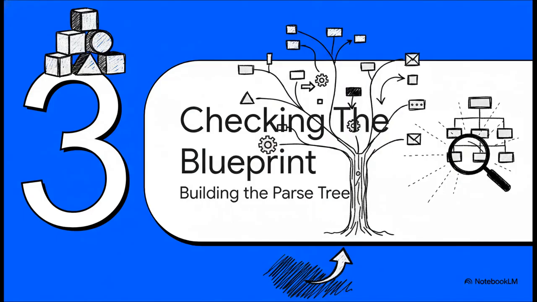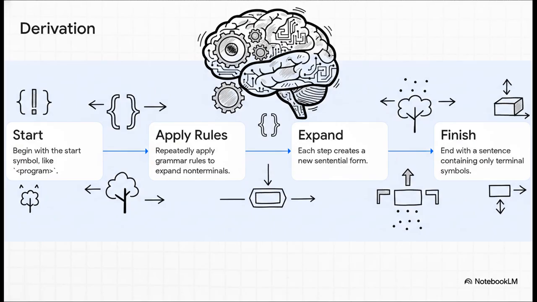Okay, so the computer has its tokens, the words, and it has the grammar, the rulebook. What's next? Well, it has to put them together. It has to check if our specific combination of tokens actually follows the rules from the grammar. This whole process is called parsing. So how does it do that check? It tries to build our line of code using only the official grammar rules. This is called a derivation.